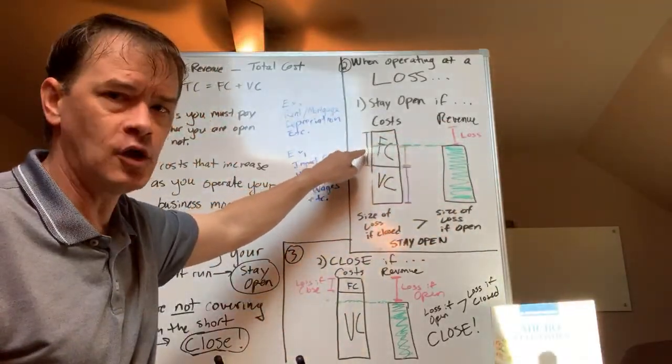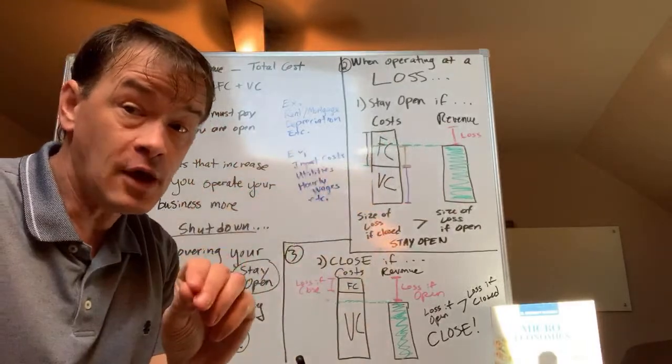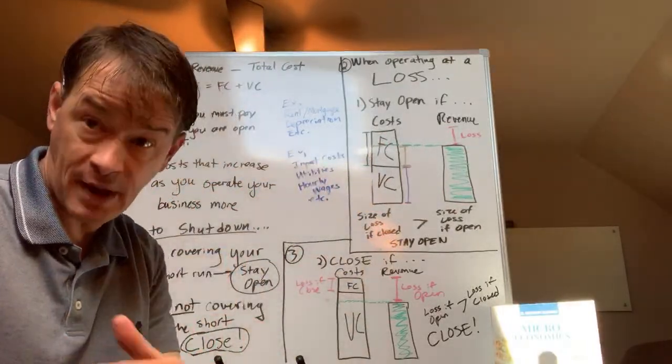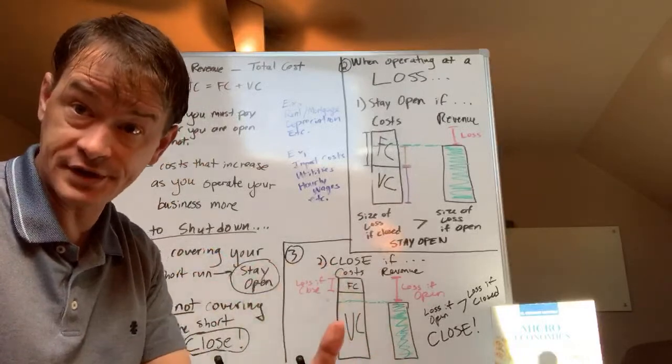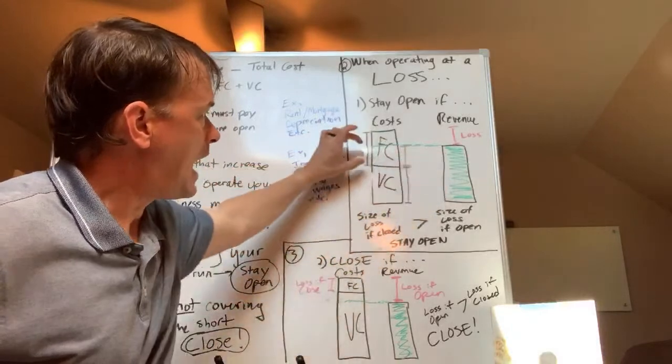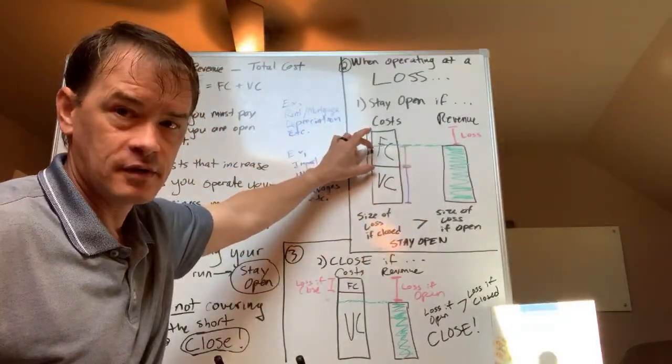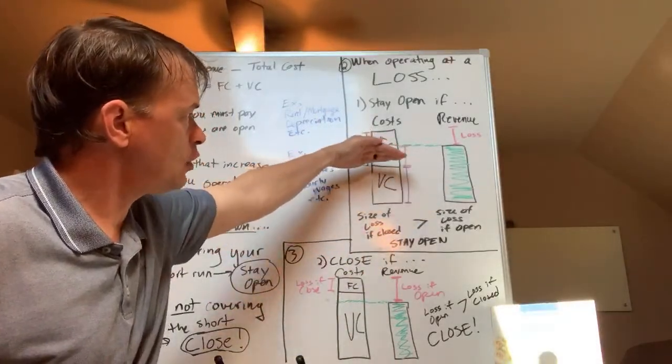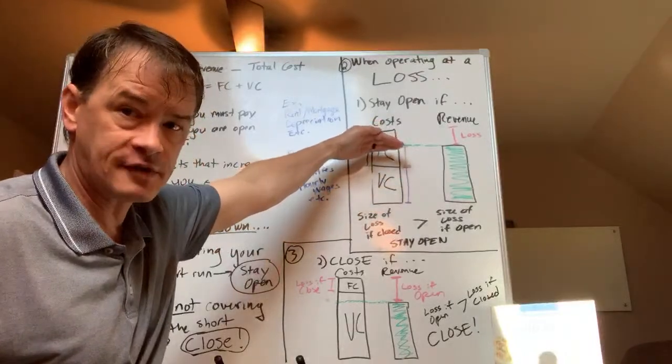So why would I stay open? Well, if you don't stay open, your fixed costs are costs you have to pay either way, like your rent, your mortgage, that type of thing. Look here, by staying open, I pay this much of my fixed costs. So I pay my variable cost plus some of my fixed costs.